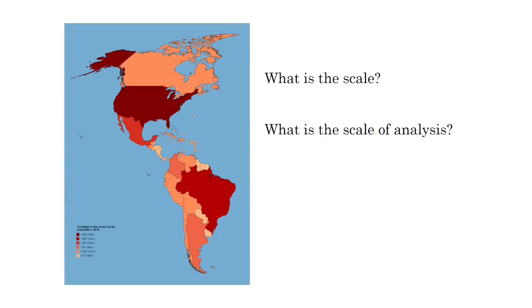We're going to do a lot of practice with this. So here we have a map. It just shows population of one of the hemispheres, not even the entire hemisphere, but just a little region of it. So what is the scale? The scale is regional because we're looking at a region of the world. What is the scale of analysis? What is the data being compared between? Well, the data is being compared between different countries. So it's a country scale of analysis.